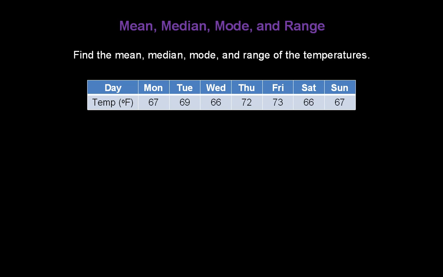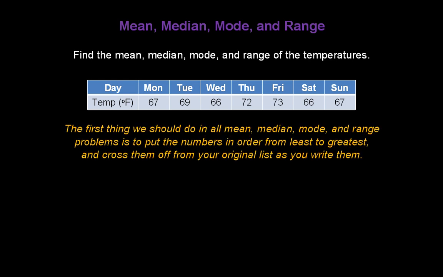Now let's find the mean, median, mode, and range of some temperatures. I have a week's worth of temperatures in my chart here. First thing we should always do in all mean, median, mode, and range problems: put the numbers in order from least to greatest. Cross them off as you use them. That way you're sure you've got all the data ordered from least to greatest from your original list.